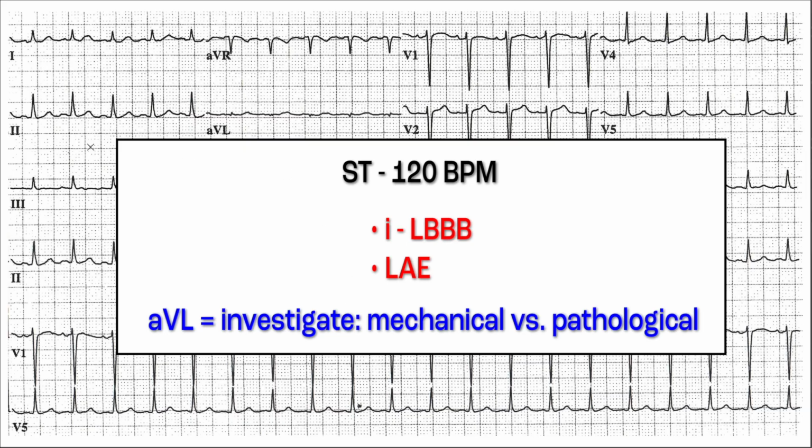So when you hand this over to somebody, or you enter the report into your system, if you leave it at sinus tachycardia 120 beats per minute, that is very much incomplete, right? However, if you add sinus tachycardia, 120 beats per minute, incomplete left bundle branch block, borderline left atrial enlargement, and you have an issue with AVL that needs to be investigated, all of a sudden, this report becomes a lot more interesting.